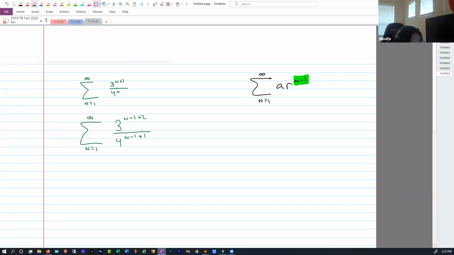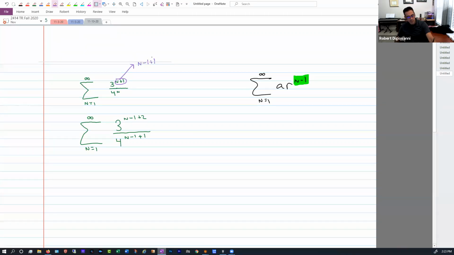A hidden 0. So look, that n+1 power, I want it to be n-1, don't I? So I wrote it as n-1 plus 1, but I already had a +1 there. So I introduced a hidden 0. We've played this game before, haven't we? Same with the bottom. I wanted it to be n-1, so I put n-1, but then I had to add 1.